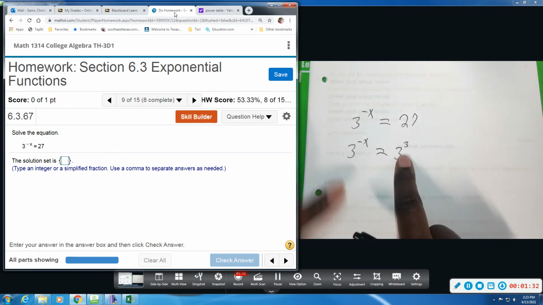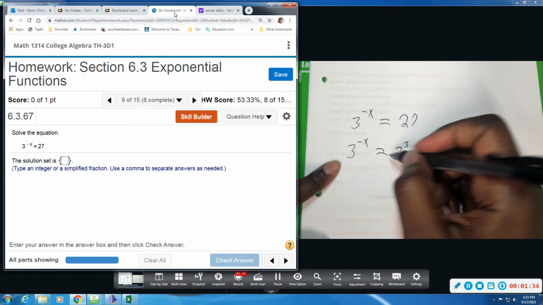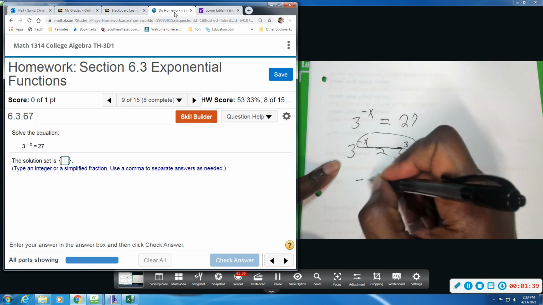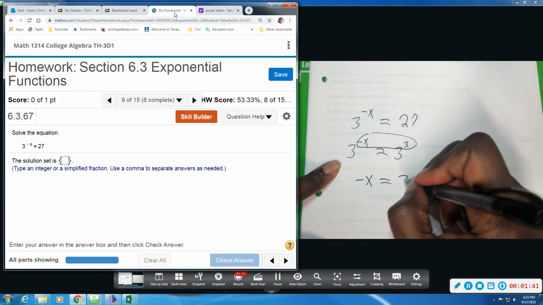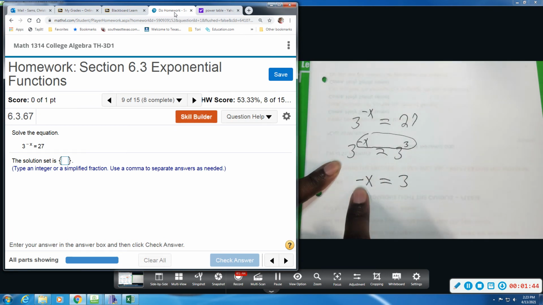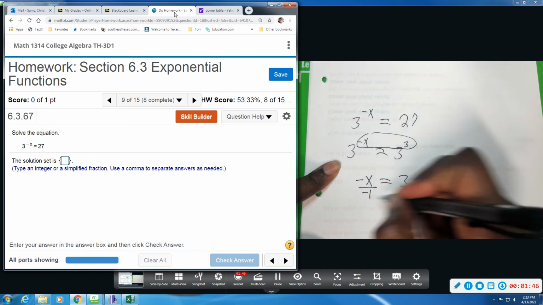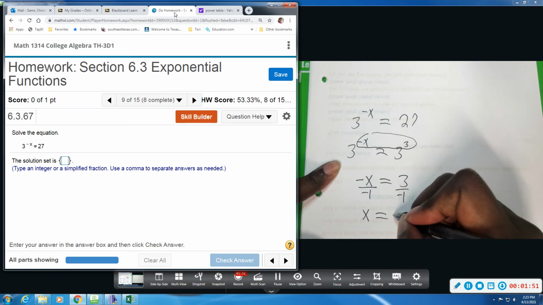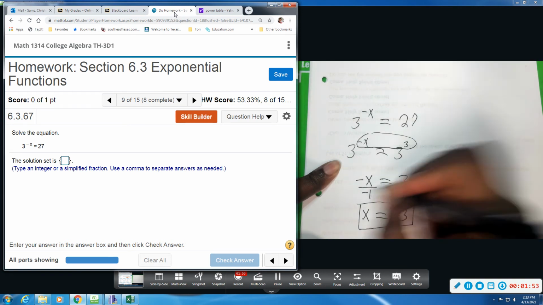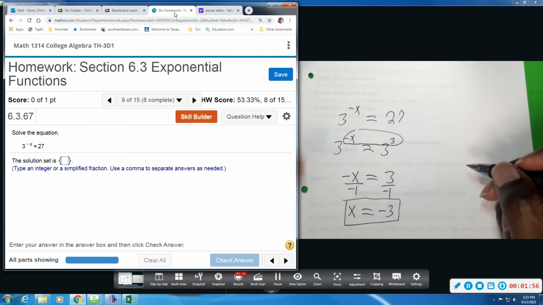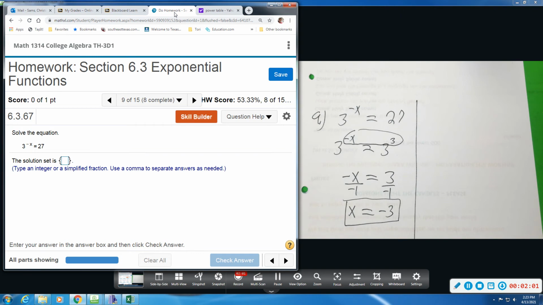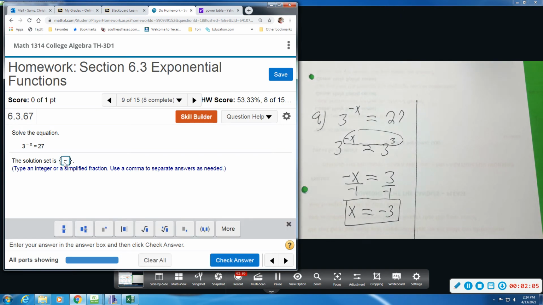Now that both of these have the same base, we can ignore those and focus on the exponents. So we get negative x is equal to 3. We don't want our variable to be negative, so we divide by -1 to make it positive, and that gives me x equals -3. So that is the answer, the solution for number 9: x equals -3. The solution set is -3.